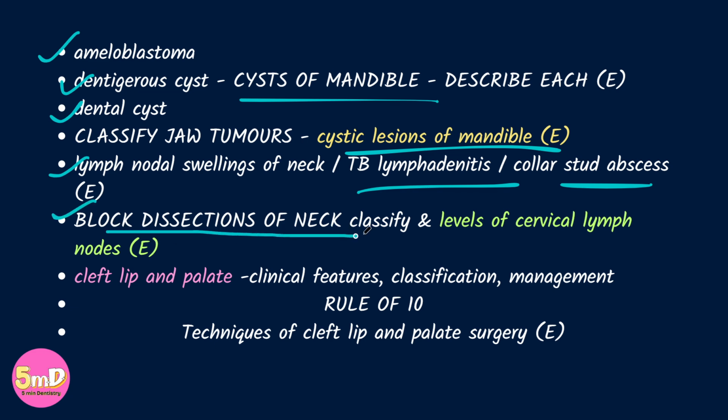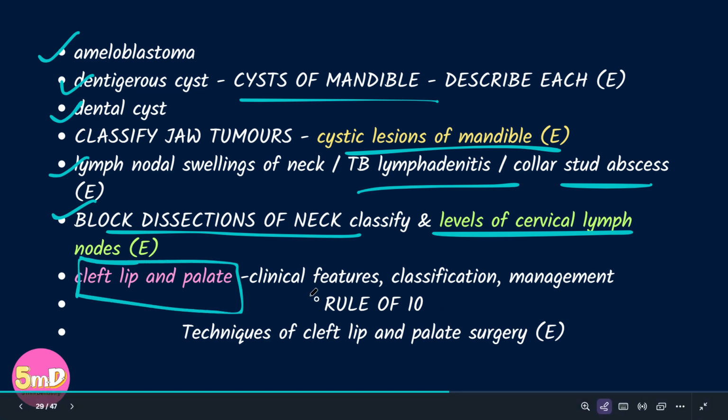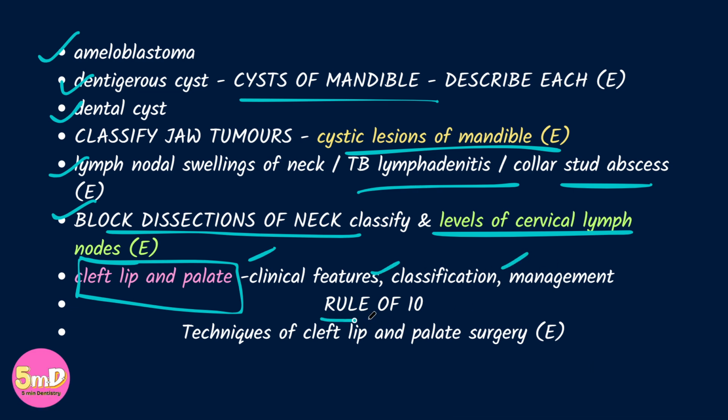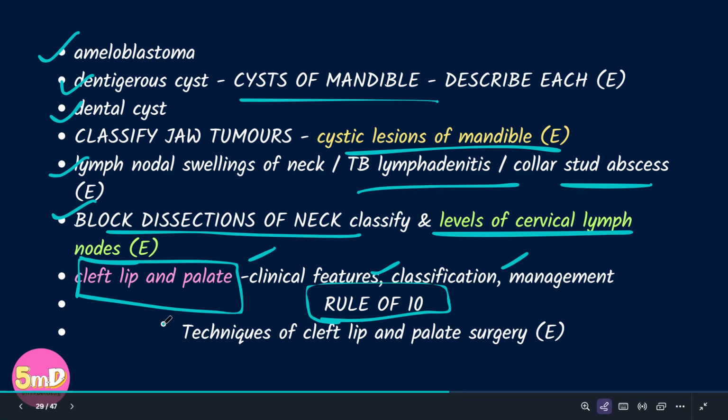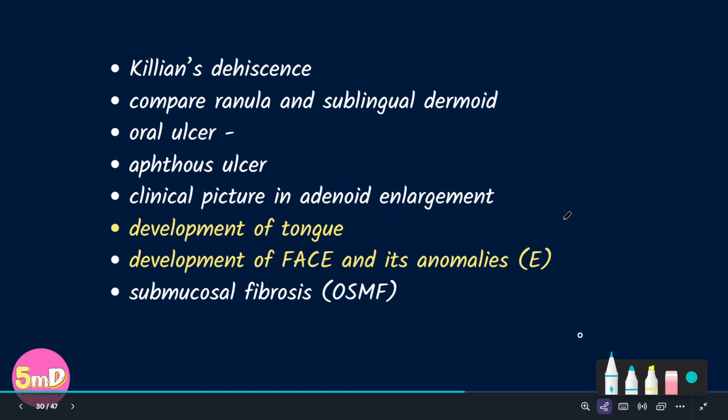Block dissections of the neck. So levels of the cervical lymph nodes. Again, it is important. Cleft lip and cleft palate. Another important topic, the clinical features, classification, management, rule of 10. What does that mean in cleft lip and cleft palate surgery? Techniques of cleft lip and cleft palate surgery is an important essay.